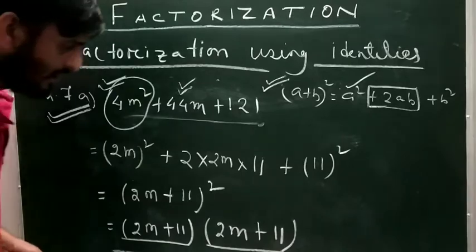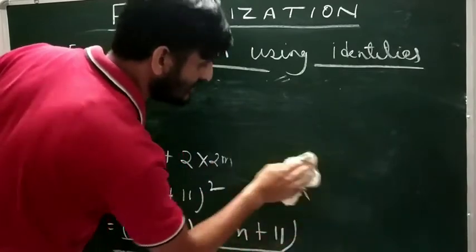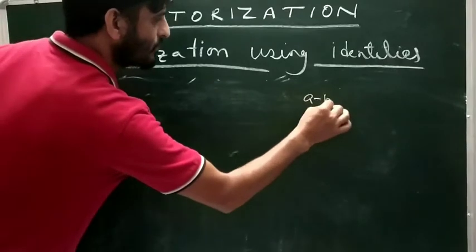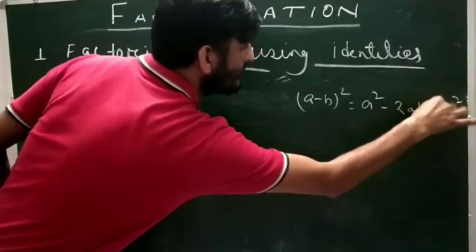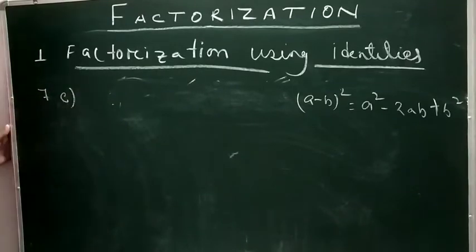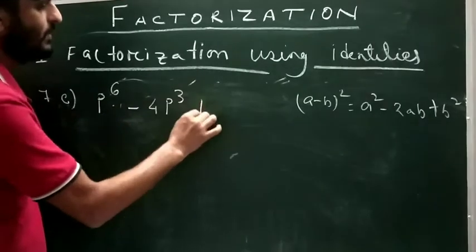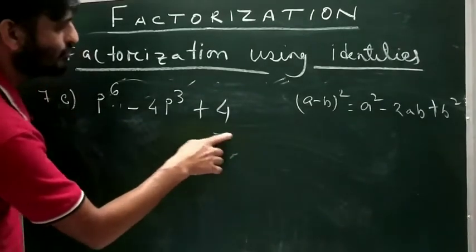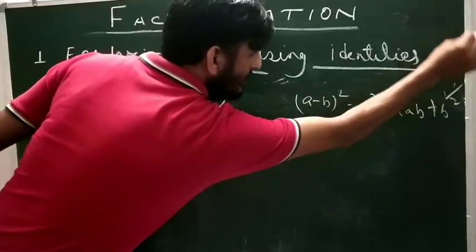Now we will move to the next example by using identity number 2, that is (a - b) whole square is equal to a square minus 2ab plus b square. Let's see question number 7c of our exercise 5.4: p to the power 6 minus 4p^3 plus 4. If we observe here, we can find that 4 is the square of 2, so 2 square. That means we got b square.